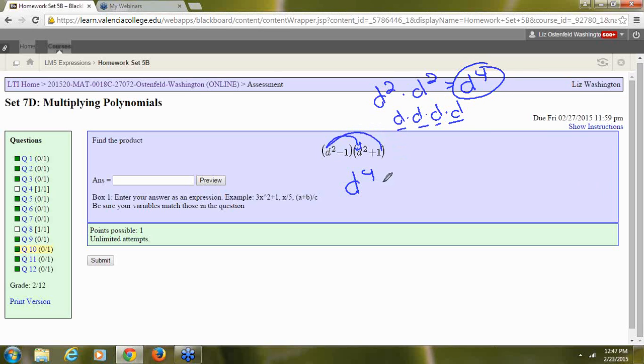D squared times 1 is just regular d squared. Negative 1 times d squared is minus d squared, and negative 1 times 1 is just a minus 1. Again, just like the other problem, these terms cancel out because they are opposites, and I'm left with d to the 4th power minus 1 as my final answer.